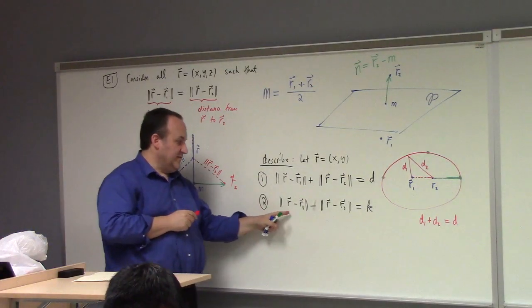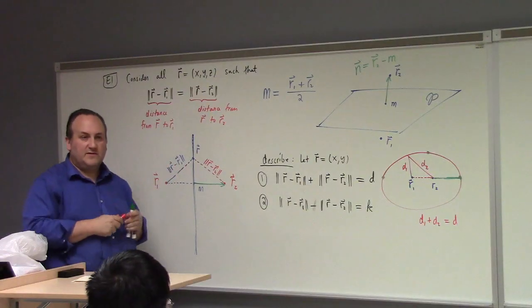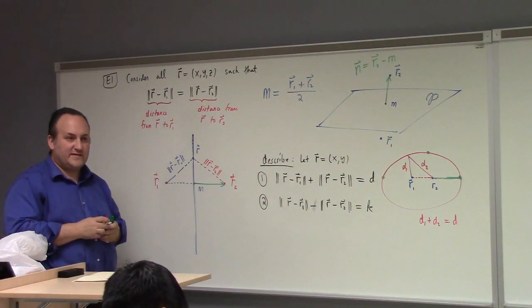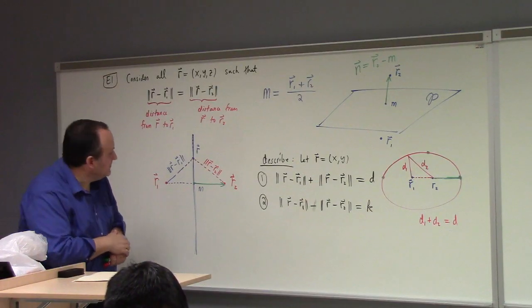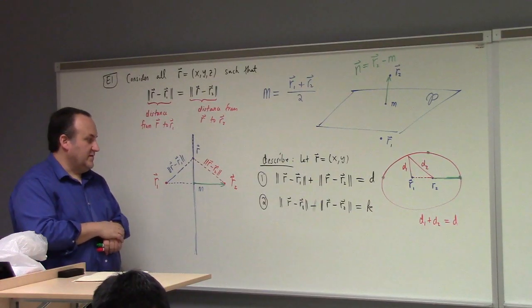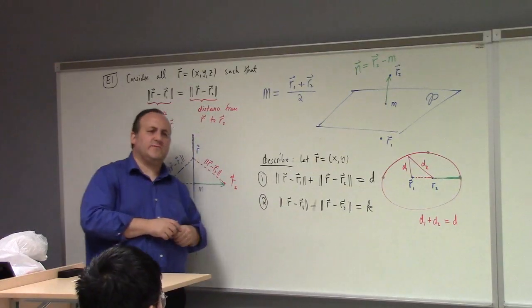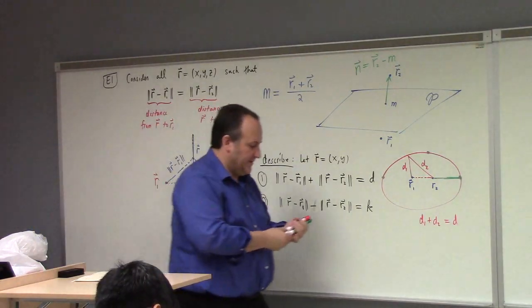Do you guys care to guess what number 2 is? If the difference between 2 focal points is held equal to a fixed constant, what do you think that is? What's that? So you could work this out. Actually, let's work this out. Let's pick a couple points and see if we can figure out what it is.